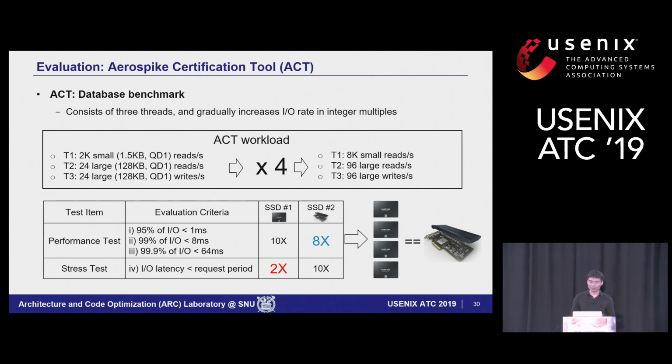As shown in the table, the SSD number 1 is certificated for 2x multiplier, and the SSD number 2 is for 8x multiplier, which means that the SSD number 2 can do 4 times as much work as SSD number 1 can.